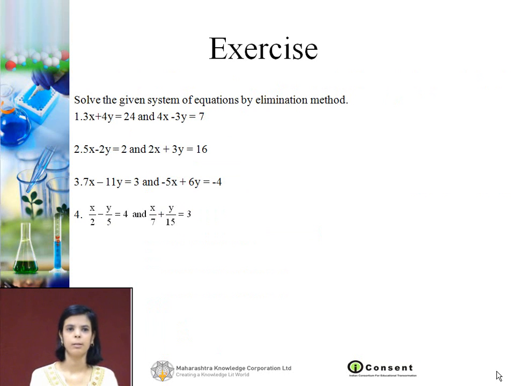Here are some exercises. Solve the given system of equations by elimination method. First one, 3x plus 4y is equal to 24 and 4x minus 3y is equal to 7. Next one, 5x minus 2y is equal to 2 and 2x plus 3y is equal to 16. Next one, 7x minus 11y is equal to 3 and minus 5x plus 6y is equal to minus 4. And the last one, x upon 2 minus y upon 5 is equal to 4 and x upon 7 plus y upon 15 is equal to 3.